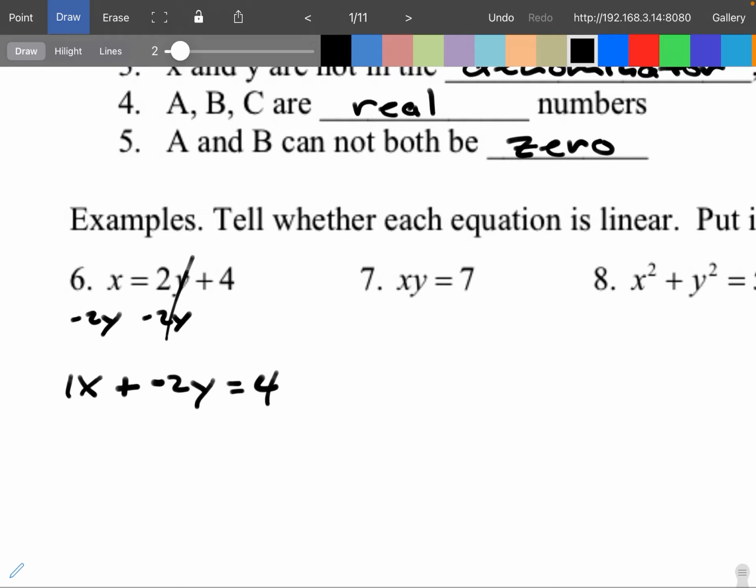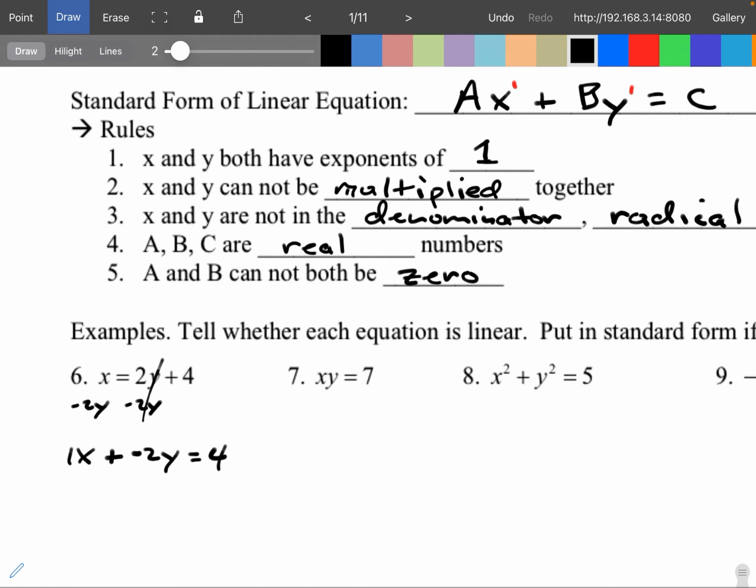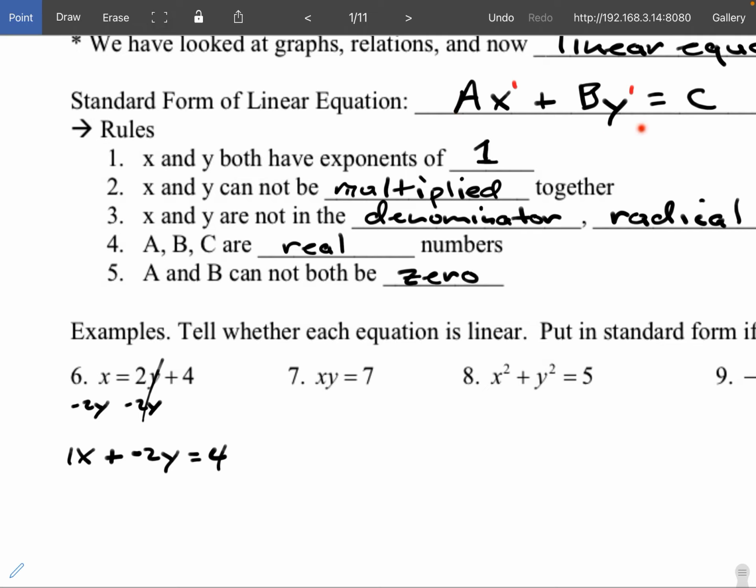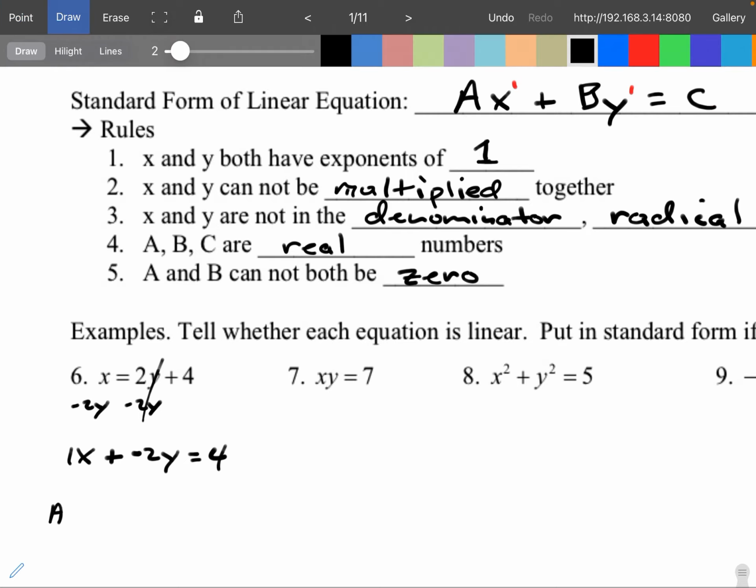I guess I could do this for you guys. Just to really make it match, I could write it as 1x plus negative 2y equals 4. And then you can see it fits that form, ax plus by equals c. C is just some number, okay? It's a constant. So again, we're trying to put it in this form right here. So then, if I did that, hopefully you guys can see capital A would be 1, capital B would be negative 2, and capital C would be 4.